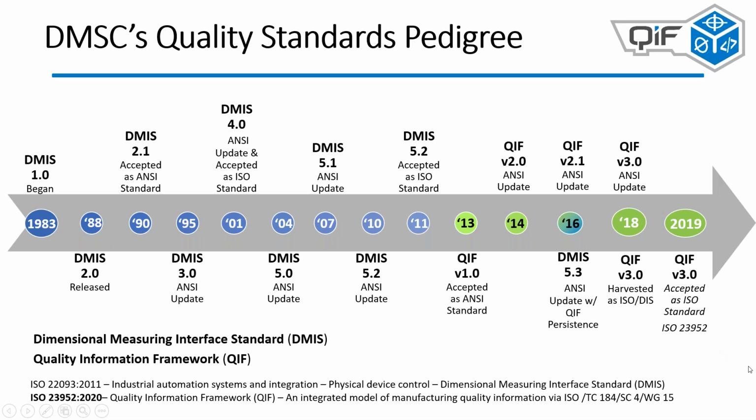As shown below in the bottom, the names for some of our standards in the ISO community: the DMS standard is called ISO 22093. The QIF standard will be called ISO 23952.